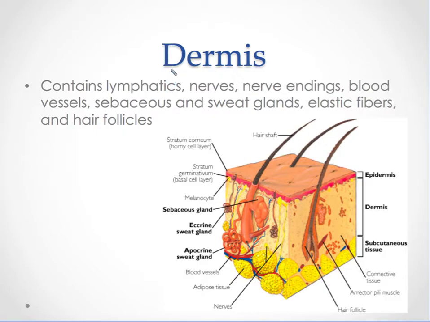Your dermis is beneath your epidermis. So epi means above. So epi means above the dermis. Epidermis is above the dermis. Your dermis contains lymphatics, nerves, nerve endings, blood vessels, sebaceous and sweat glands, which we'll talk about, elastic fibers as well, along with hair follicles. So dermis contains all the structures of the skin. The things that we know and see, the accessory structures are all found here.